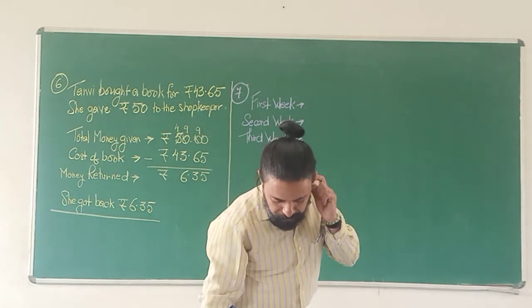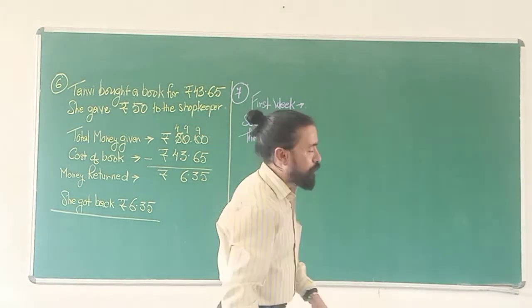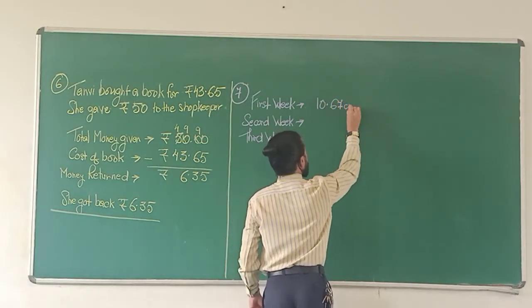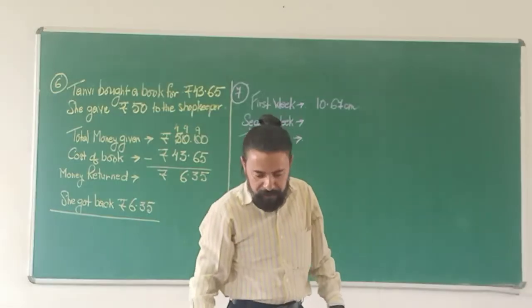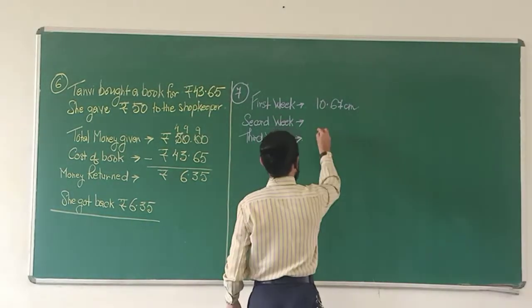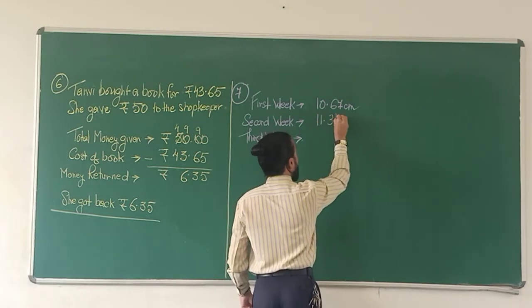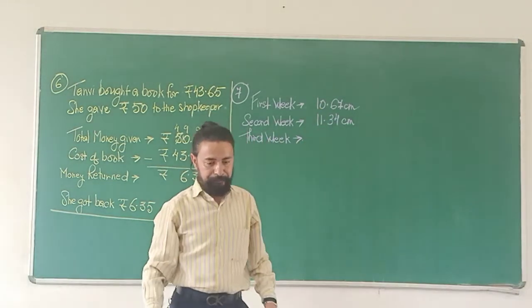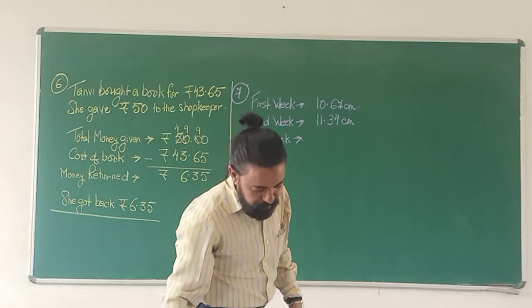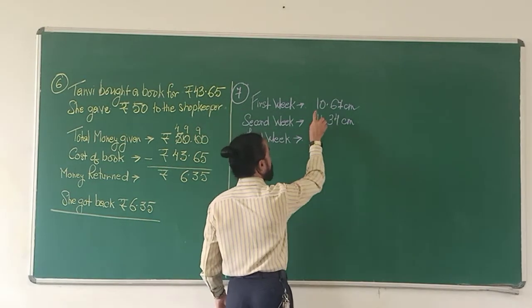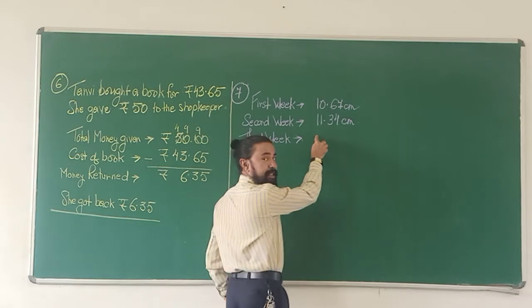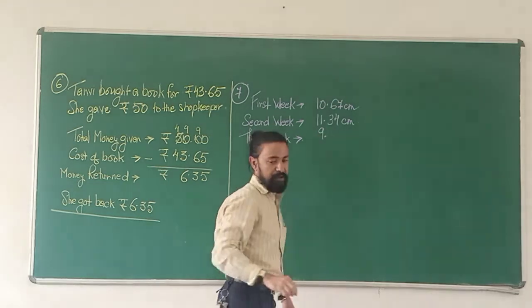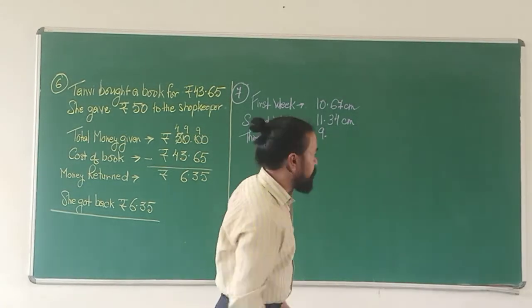The first week, the snowfall recorded was 10.67 centimeters. The second week, it was 11.34 centimeters. Remember, all you have to do is make sure that the point is under the point. And the last week, that is the third week, it was 9.78. Now, where will that 9 go? It will not come under this because that is in the tens place value. It is a unit, so it has to be put in the units place value. 9.78 centimeters.